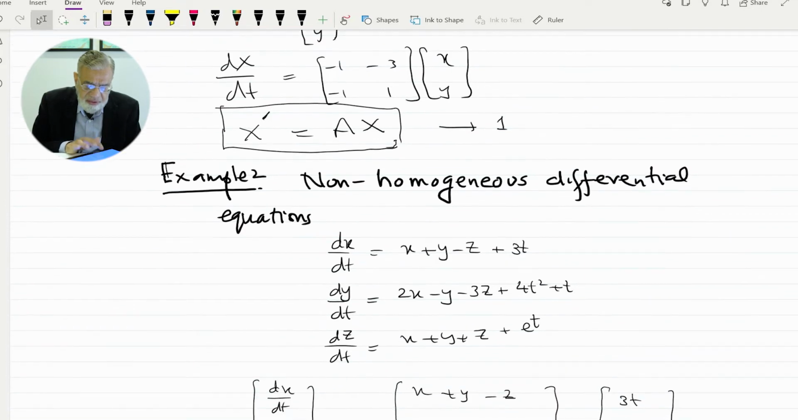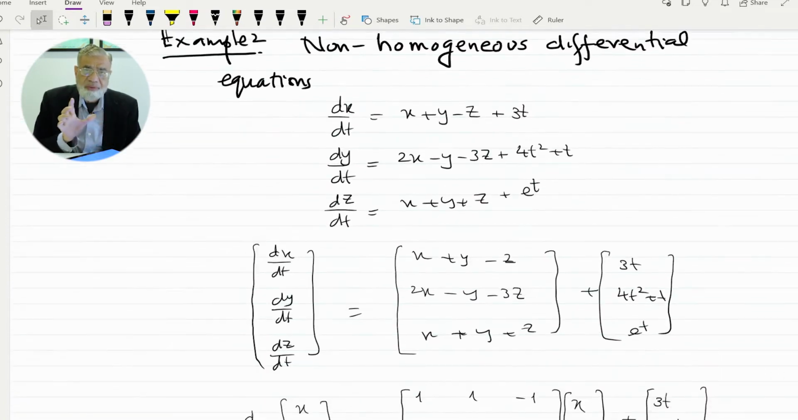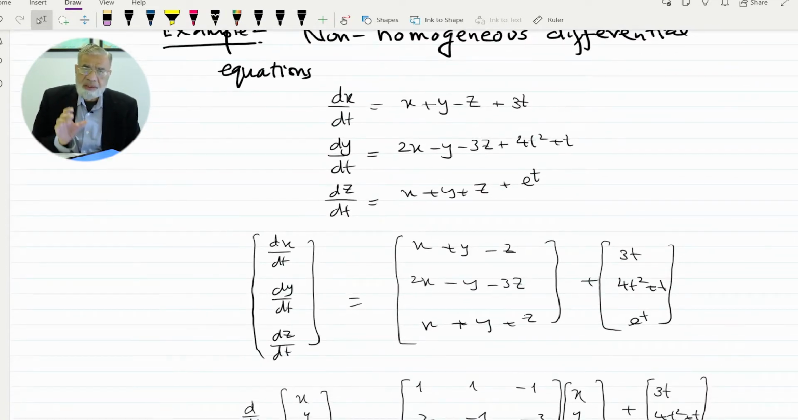I have here a system of differential equations: dx by dt is equal to x plus y minus z plus 3t, and dy by dt is equal to 2x minus y minus 3z plus 4t square plus t, and dz by dt is equal to x plus y plus z minus e to power t. So we make groups of that one. We have the derivatives, then as we have the system of linear equations, we have the coefficients, and then those terms which are not containing x, y and z. So we get here three groups.